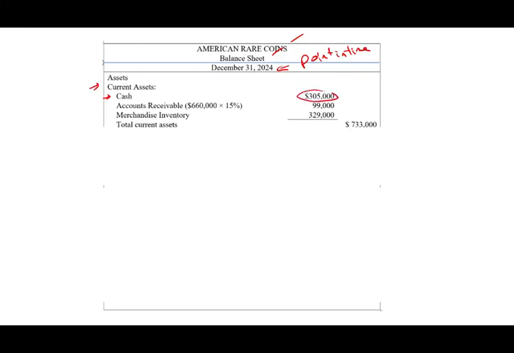Now, how did we end up with cash? Well, the best thing to do is to go back and look at your cash account. Every time it is debited, you debit. Every time it is credited, you credit. And at the end, you're going to see this number, 305. You can check that out yourself.